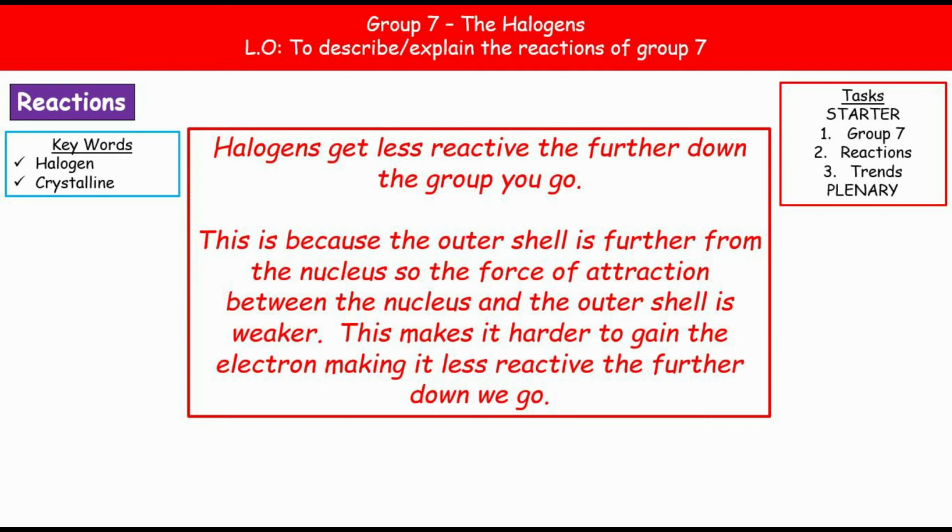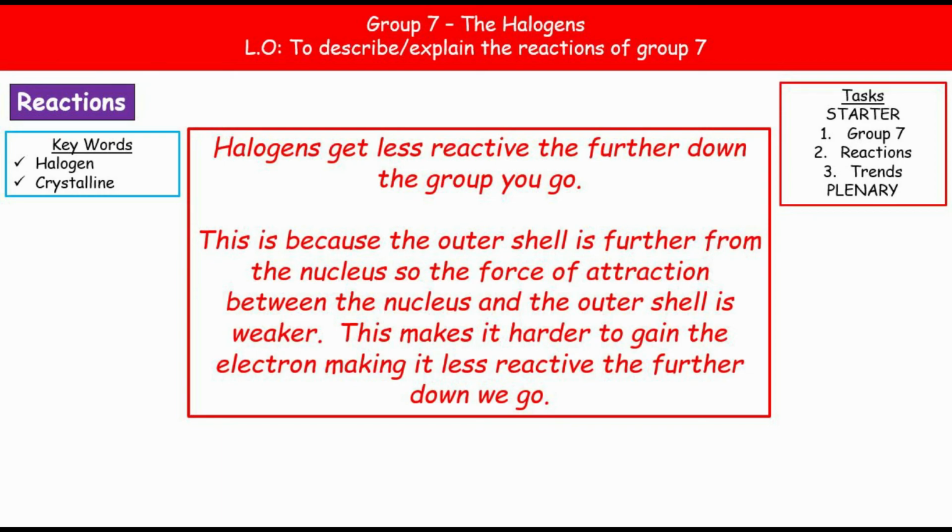And the reason for that is linked back into what we said when we looked at why the alkali metals got more reactive as we went down the group. It's to do with the distance of those outer shell electrons from the nucleus. As we go down the group, the outer shell is further from the nucleus, so the force of attraction between the nucleus and the outer shell electrons is weaker. Same explanation that we had for our alkali metals.